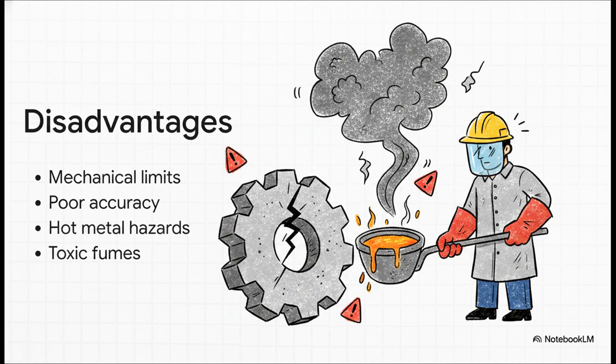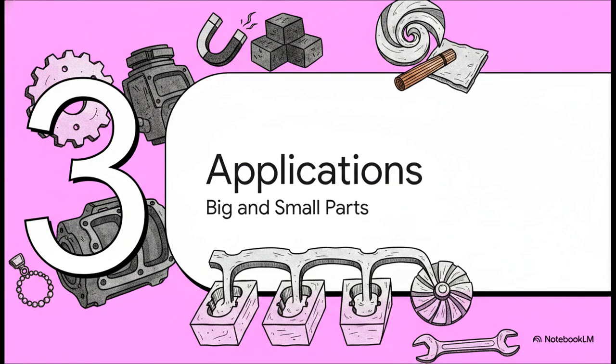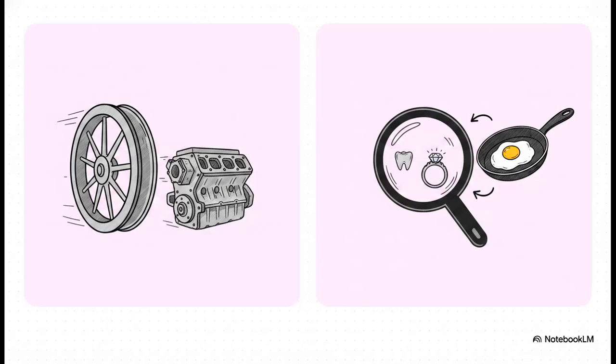Section 3. Big and small applications. Keeping those pros and cons in mind, let's look at the unbelievable versatility of what this process actually makes. Keep in mind, you can cast pretty much any kind of metal, whether it's ferrous, meaning it has iron in it, or non-ferrous. Because of that, the sheer scale of casting is just breathtaking.